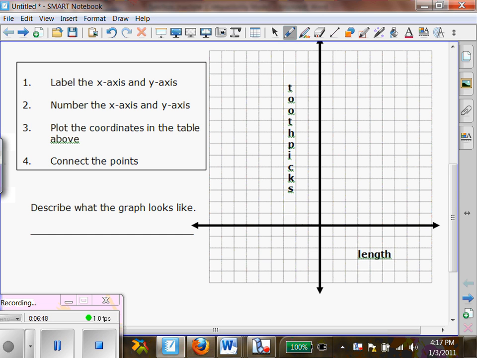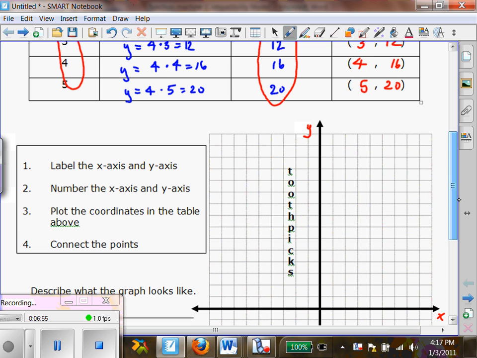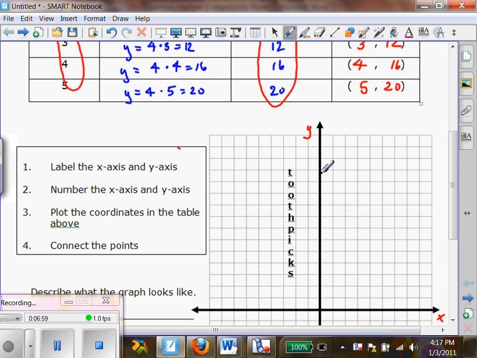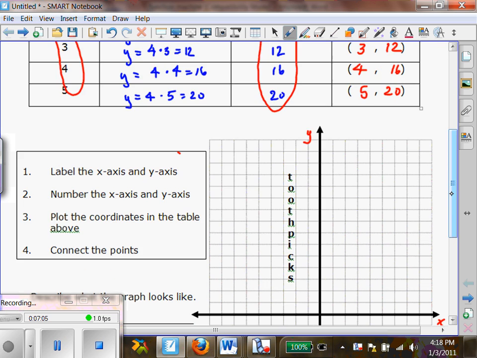This is my x-axis and this is my y-axis. So we have a little bit smaller graph than what we're used to. My y-axis represents my outputs, and those were my toothpicks. So I'm going to label the y-axis toothpicks. If you want to abbreviate, call it T-picks. Why not? Okay, now the next part is we have to number the x and y axis.